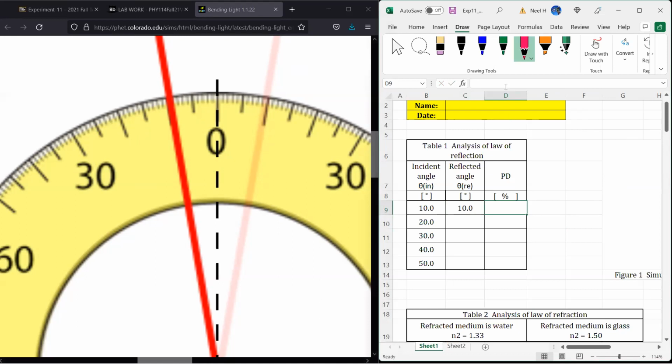Then you compare them. The percent difference is 0, but I'm going to write the function anyway: equal open bracket ABS, open brackets, difference between the numbers, divided by the average of the numbers. It should be 0 because it's the same, but we'll write the function anyway. Okay, question.